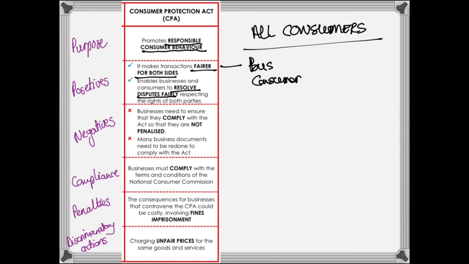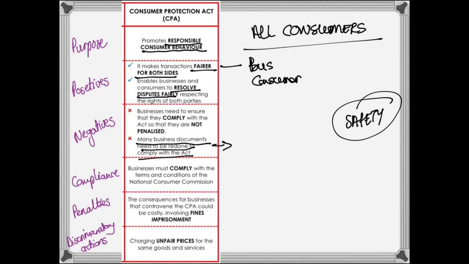Businesses need to ensure that they comply with the Act so that they are not penalized. It means they need to comply in order to avoid penalties. And the first thing that they must look at is the safety of consumers. That is one of the big issues that the Consumer Protection Act focuses on. So for many businesses, there's a lot of documentation to comply with this Act, and it makes it an admin heavy Act to actually focus on. So businesses comply in terms of this, and you look at the National Consumer Commission. That is who sets out these conditions that need to be complied with.